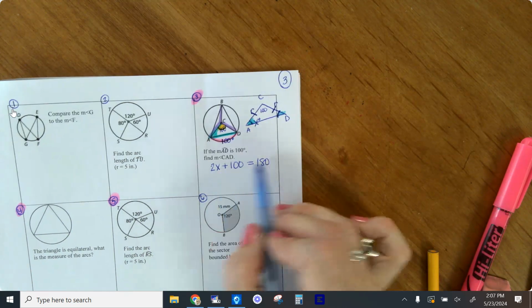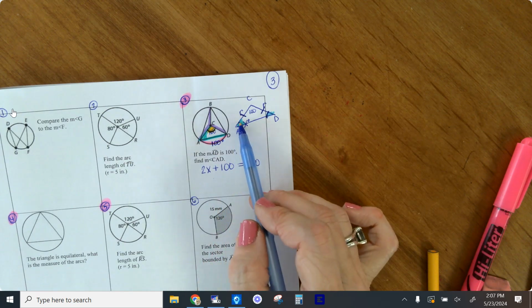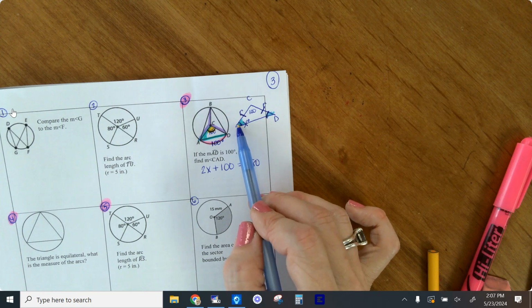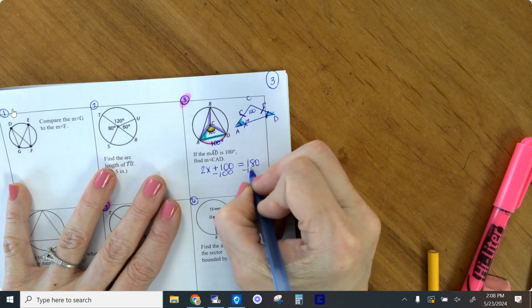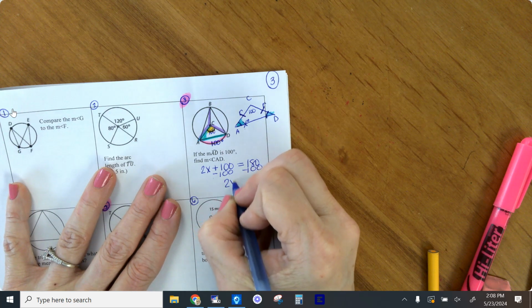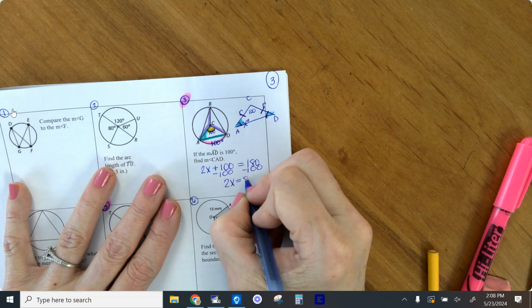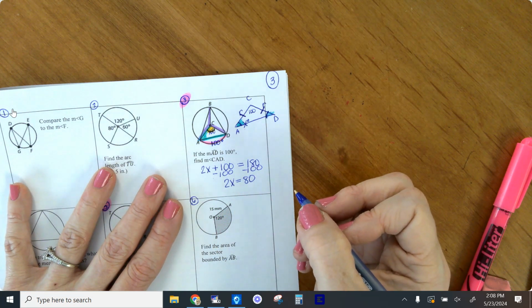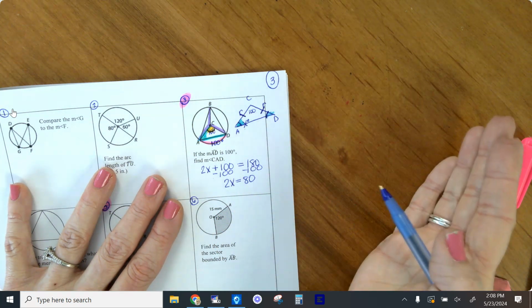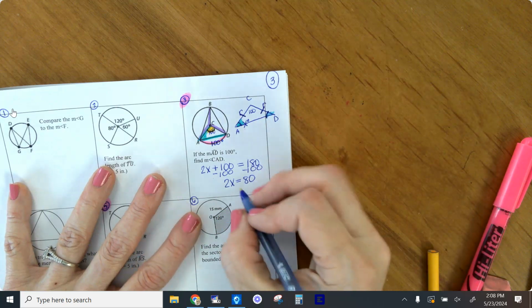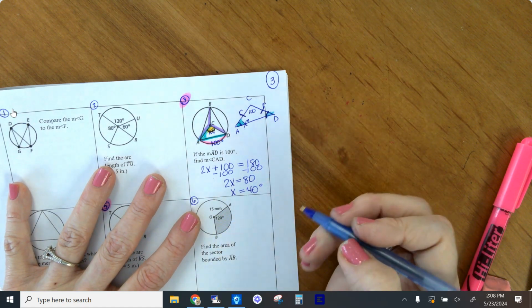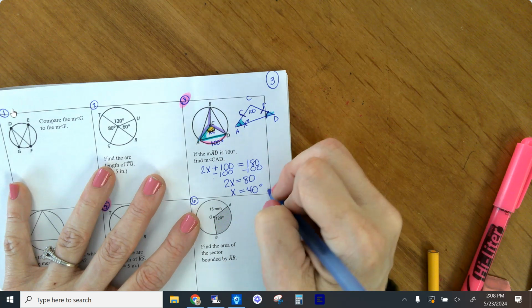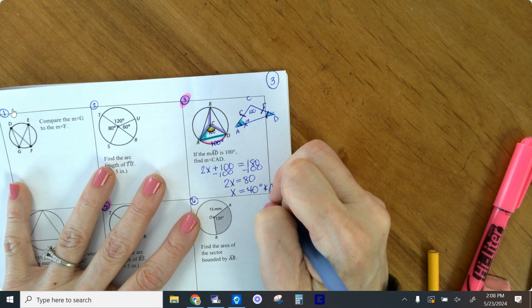So now I can just solve for x and I will get the measure of the angle that I need. So the first thing I do is I subtract 100 and I get 2x is equal to 80. Well, if 2x equals 80, what's 1x? 40. So how much is the measure of that angle? 40. Okay, so that is angle CAD.